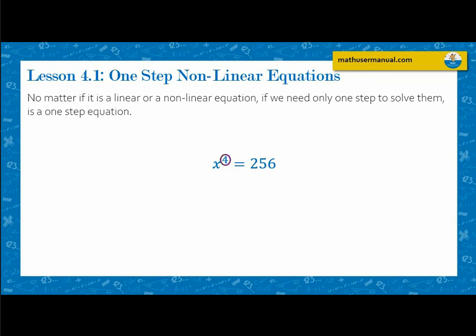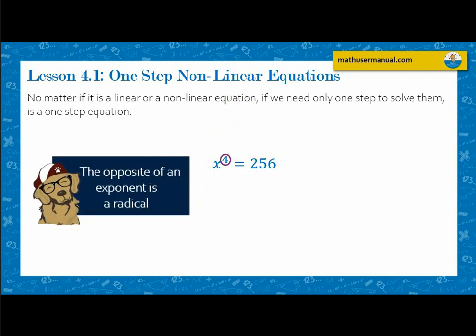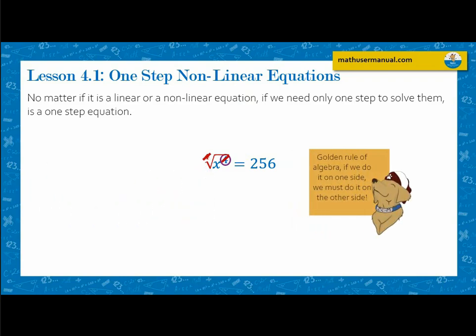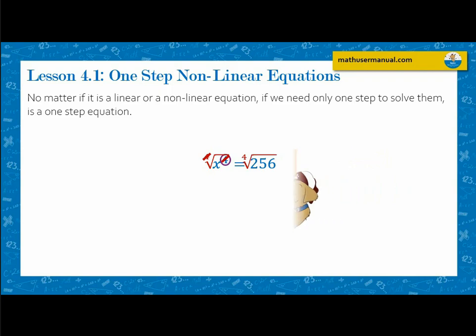Let's take a look at this problem. Now the x has an exponent of 4. Yes, we're still going to do the inverse operation of an exponent of 4. And the inverse operation of an exponent is a radical. The important thing is that the index of the radical matches the number in the exponent. So if we have an exponent of 4, then the index of the radical is 4. So this is the fourth root of x to the power 4. Because the index and the exponent match, they cancel each other. But one more time, if we do it on the left side, we must also take the fourth root on the right side.